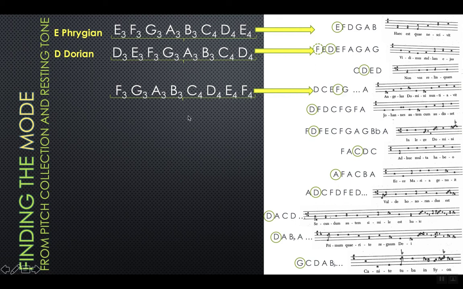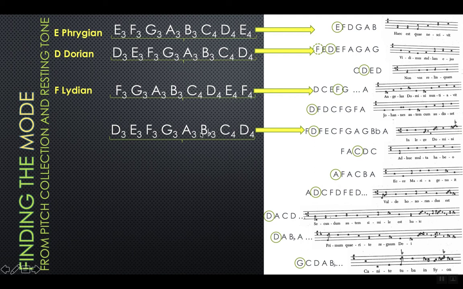This next one, it's these same notes, F, G, A, B, C, D, E, F, with F as the resting tone. So it's an F scale of some sort. What kind of F scale is it? F, G, A, B natural, C, D, E, F. So it's an F major with a raised fourth. So we're going to call it F Lydian.